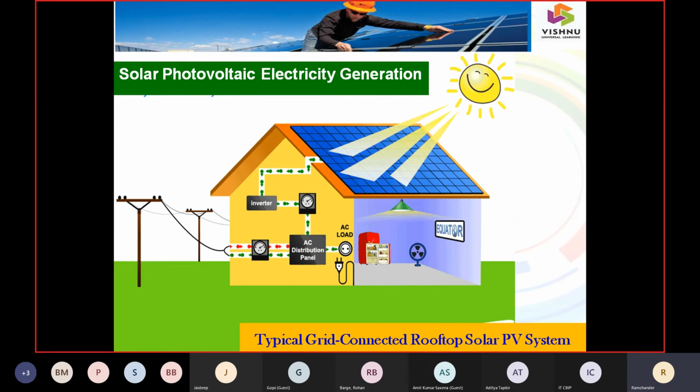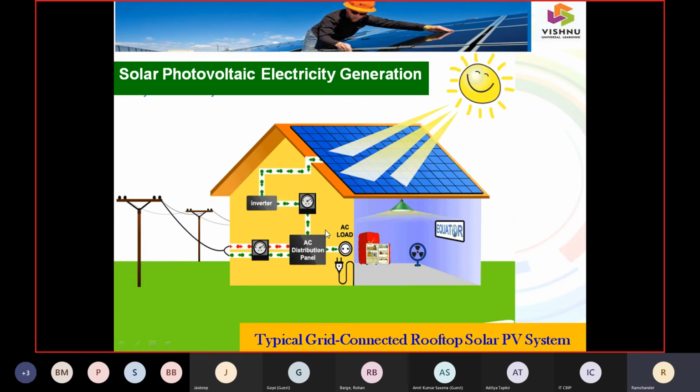This is the basic operation of a solar PV system. If you have solar PV panels on your rooftop, you can generate solar energy. The solar energy is DC power, that is DC voltage, which you need to convert into AC using an inverter. Then there is a recording meter showing how much solar energy is generated. That is connected to the same AC distribution board, which is also connected to the utility supply.